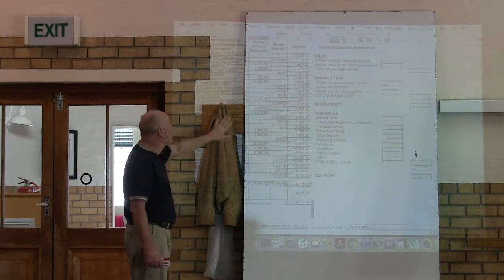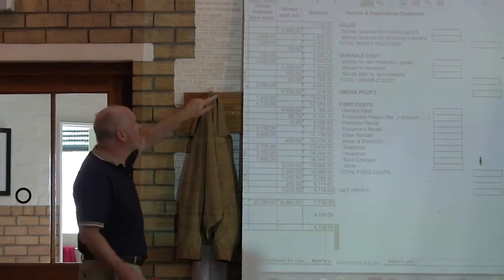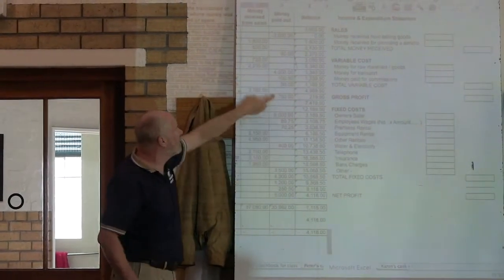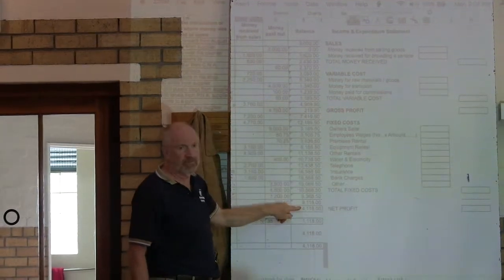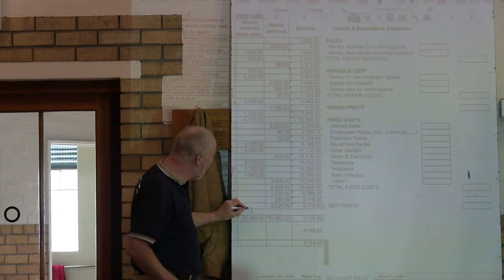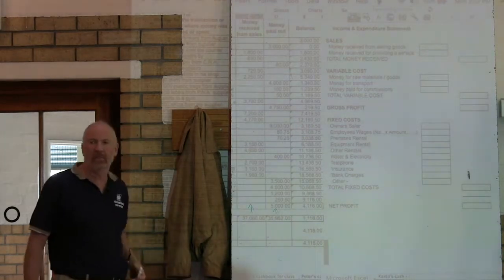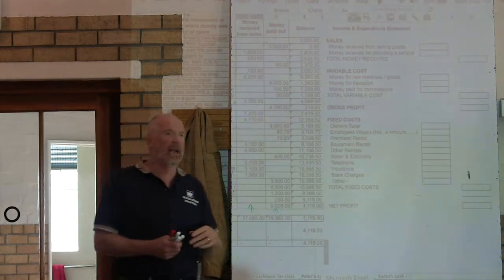Okay, so this side of it, of course, is the description. This is your income column, in other words, money received from sales. This is your money paid out. This is your balance. Okay, so all you need is this column here and this column here. Okay, that's all you need.